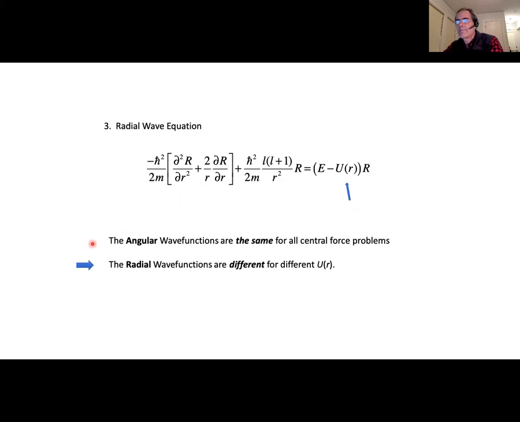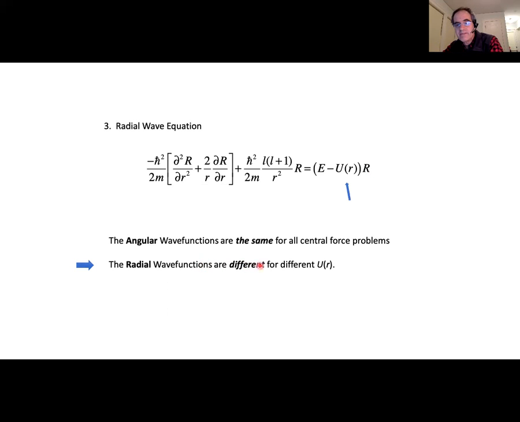Something to note, because the potential energy only depends on r, the angular part of the wave functions are the same for all central force problems. However, because the potential energy appears here and the potential energy function is different for each different problem, the radial part of the wave function is different for every different central force problem, okay?